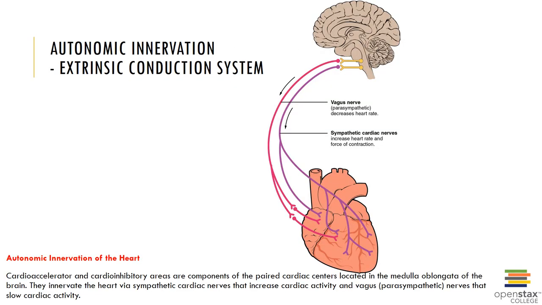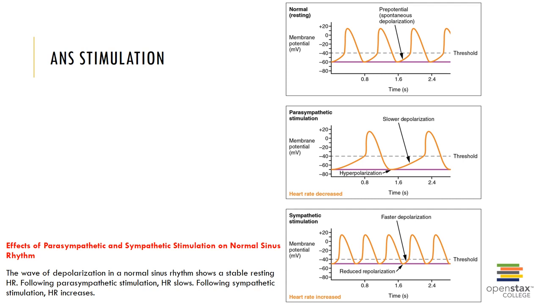Here you can see the autonomic innervation of the heart, which demonstrates the cardioaccelerator and cardioinhibitory areas that I mentioned previously. You can also see the effects of sympathetic and parasympathetic stimulation on normal sinus rhythm, where sympathetic stimulation can increase that rhythm and parasympathetic can decrease.